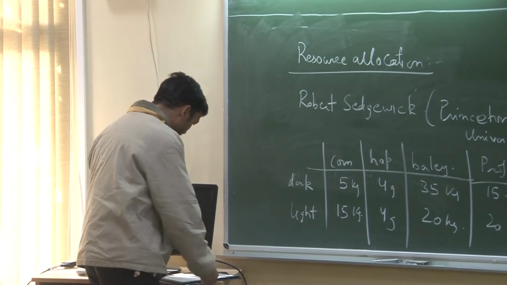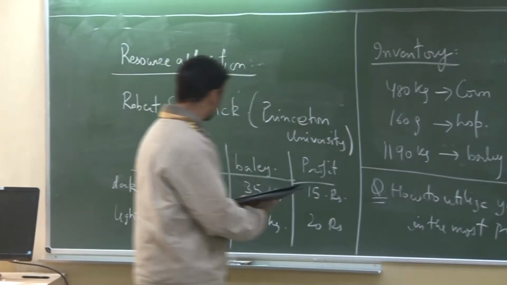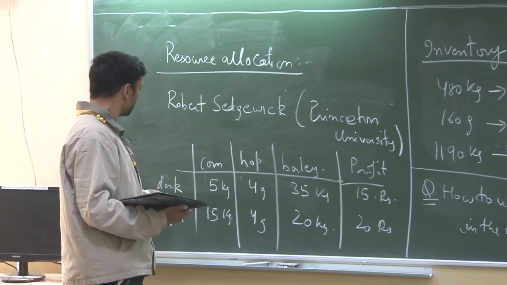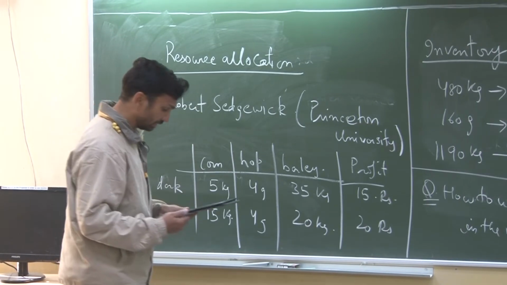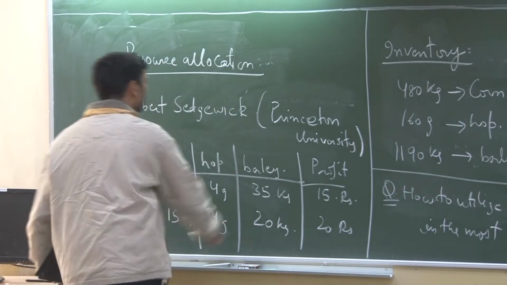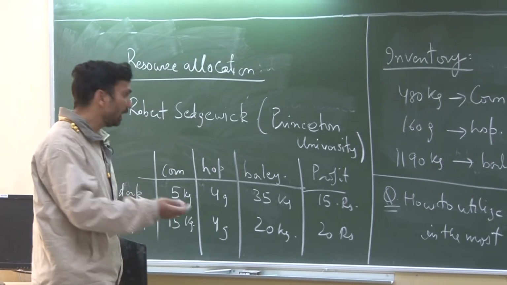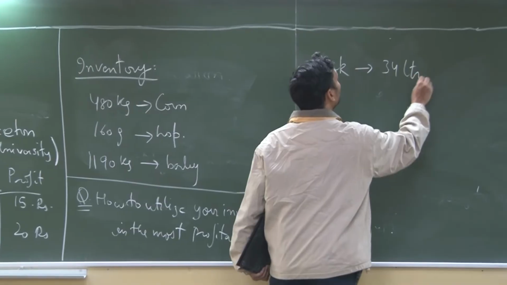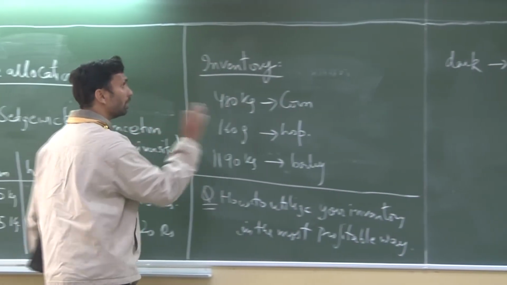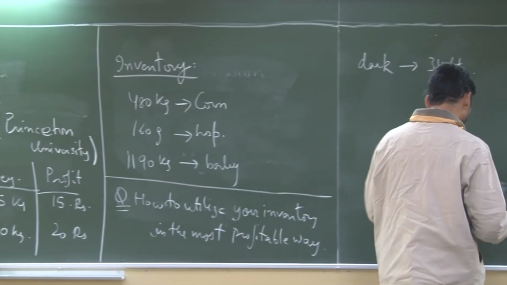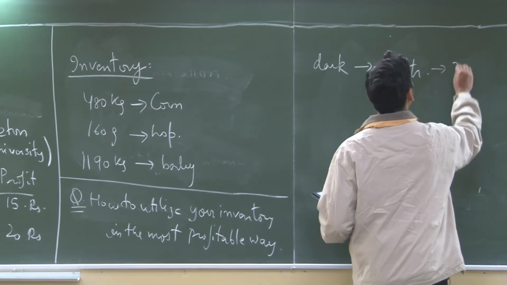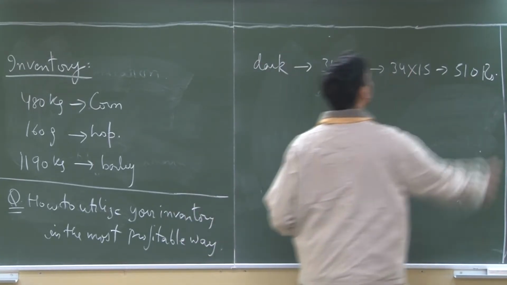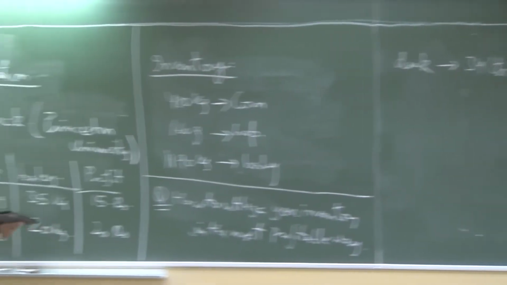Now let's see. One of the situations could be that we try and see if we just make dark beer. How much profit can we have if we just focus on making dark beer? It turns out that if you are going to make the dark beer, barley is going to be the bottleneck. That means barley will run out first. For dark beer, we can make only 34 liters of it, because after making 34 liters, barley will run out. And this will amount to the profit of 34 into 15, which is 510 rupees. Right? This is if you are only making dark beer.